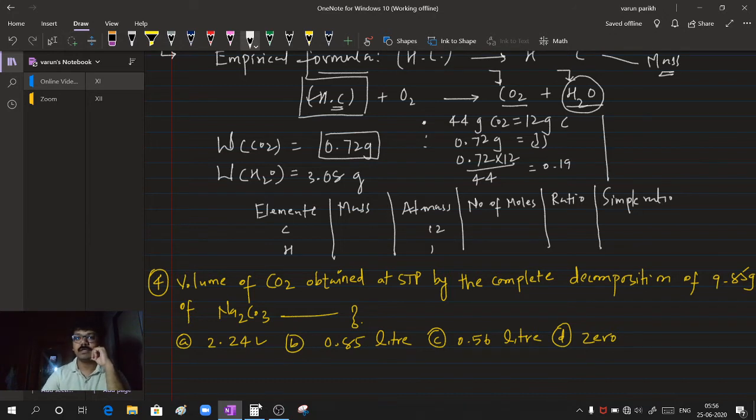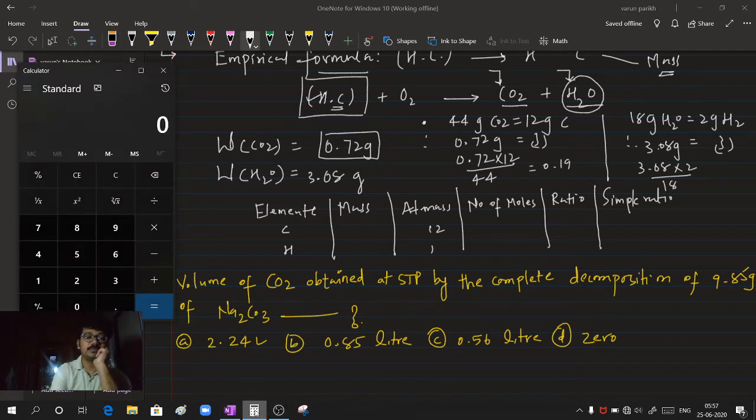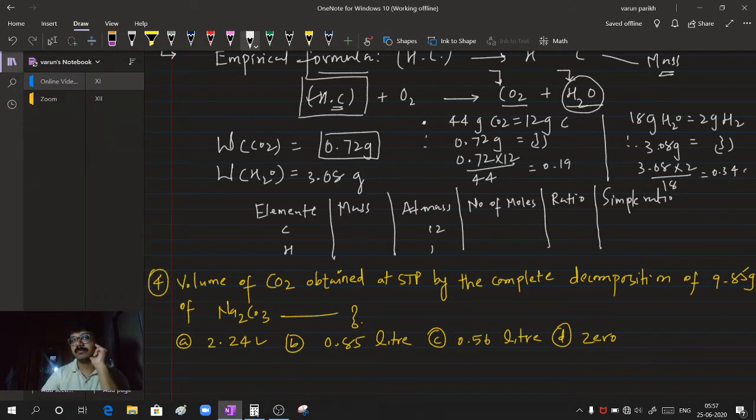Okay. Now for water. 18 gram of water contains 2 gram of hydrogen, and so 3.08 gram of water contains how much hydrogen? So 3.08 multiplied by 2 divided by 18. Again, let's do it. It comes to 0.34 gram. This is hydrogen, and this is carbon. So let's put 0.19, and this is 0.34.